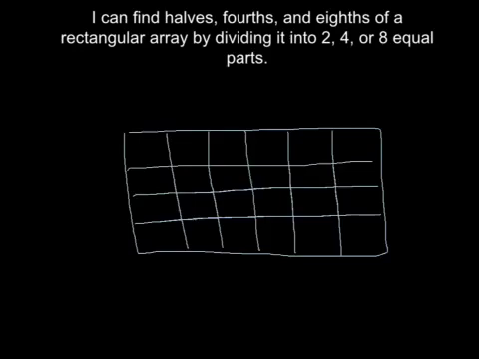Today we are going to use a 4 by 6 array to show halves, fourths, and eighths. The area of this array is 24 because 4 times 6 is 24. If I want to divide this array into halves, I could draw a line down the middle of the rectangle like this. Now this looks like half, but to be sure, I need to count how many boxes are in each section.